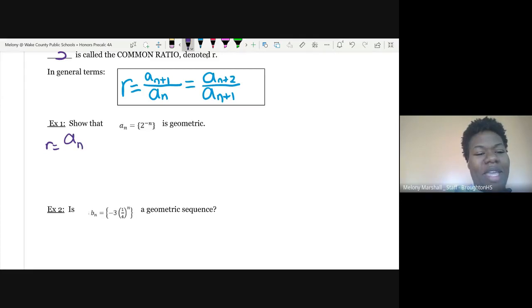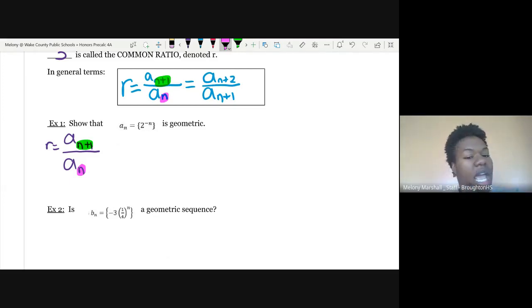A sub n plus 1. And where is that n plus 1 coming from? It's coming from the equation or the formula up there, divided by a sub n. And where is that sub n coming from? From this equation up here. So we want to plug it in and see if we indeed get a common ratio, or essentially what value we end up getting, and that is our common ratio. So let's figure it out.